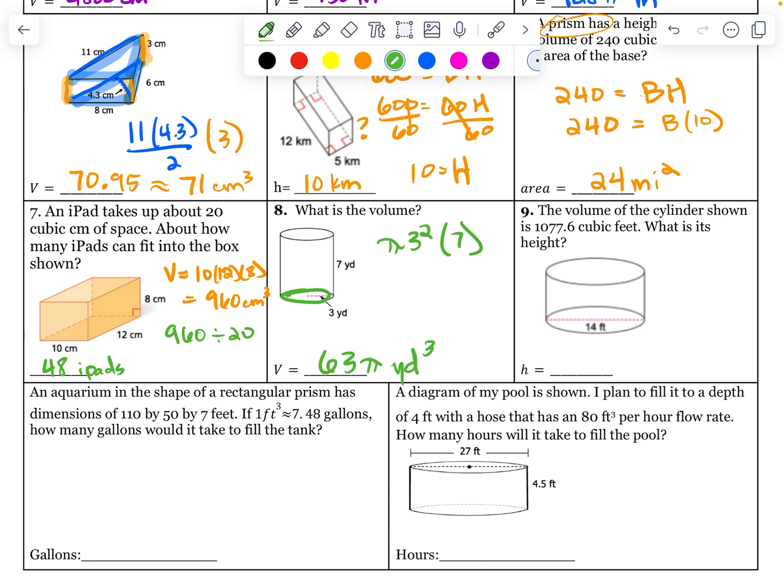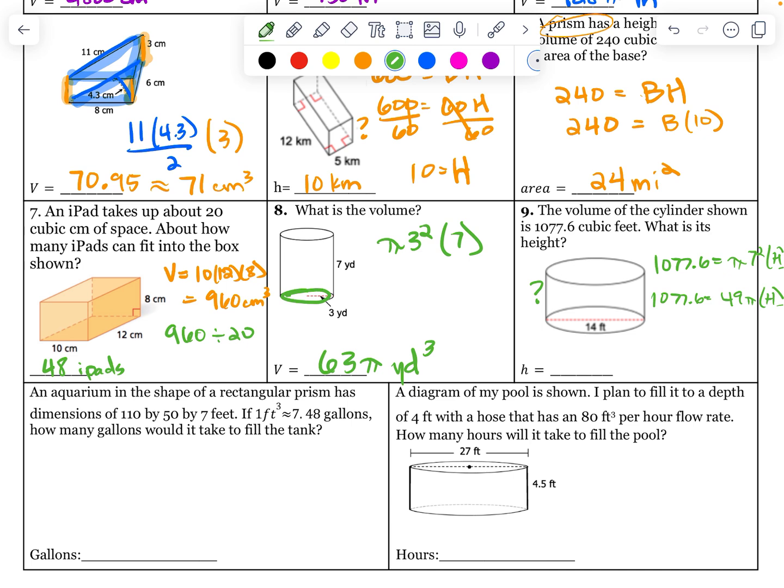What is its height? All right, so the volume is 1077.6. So we would need to do pi r squared, so pi 7 squared times the height. So 7 squared is 49, so 1077.6 equals 49 pi times the height.